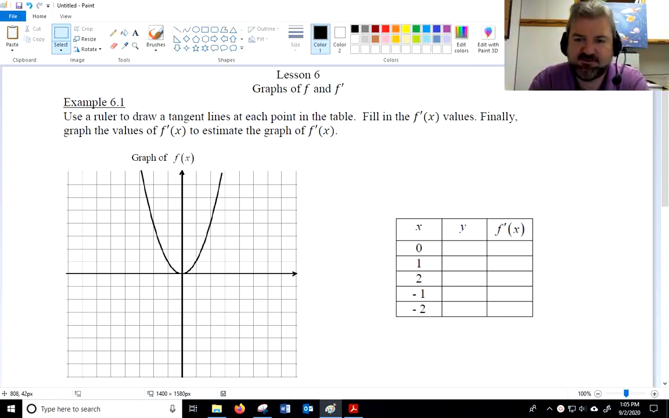Hi everyone, welcome back to our lesson 6 and our second unit in AP Calculus. This unit we've been covering continuity, the intermediate value theorem, and for the past few lessons, the derivative.